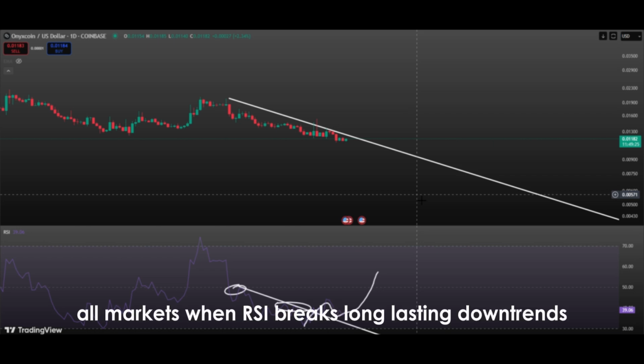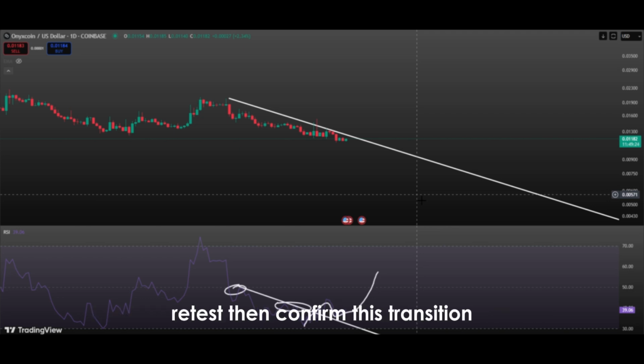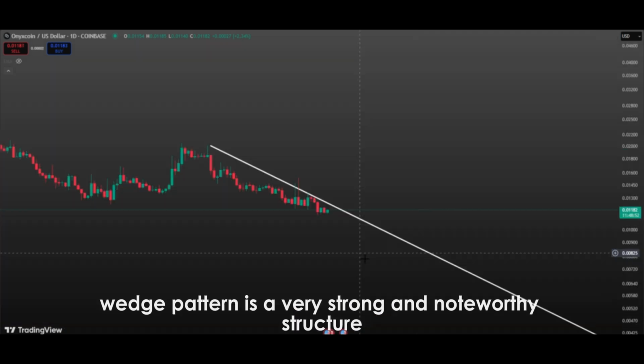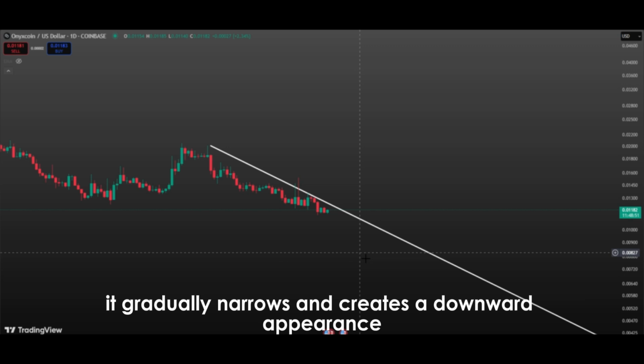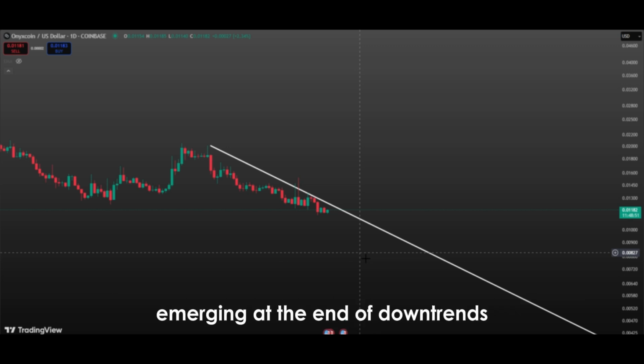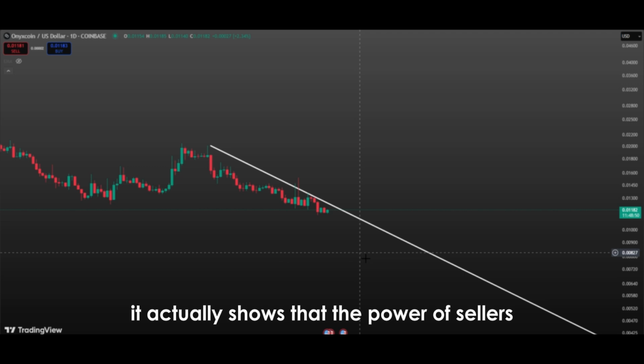When RSI breaks long-lasting downtrends, it signals that the market is entering a new phase. Retests then confirm this transition. The falling wedge pattern is a very strong and noteworthy structure in technical analysis. Throughout price movements, it gradually narrows and creates a downward appearance, usually emerging at the end of downtrends or during a correction phase.